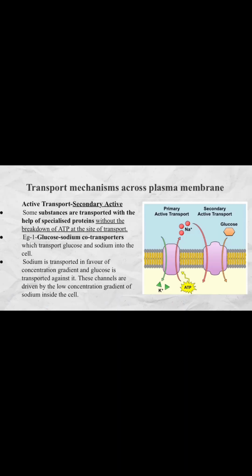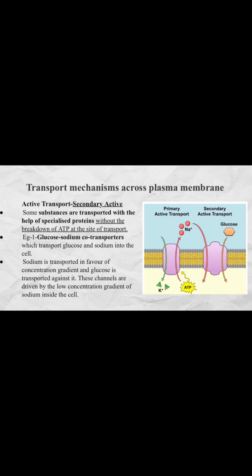So, secondary active transport means the transportation of substances with the help of specialized proteins but without the breakdown of ATP at the site of transportation. Taking a look at the slide, we can see that some substances are transported with the help of specialized proteins without the breakdown of ATP at the site of transport, as I said.